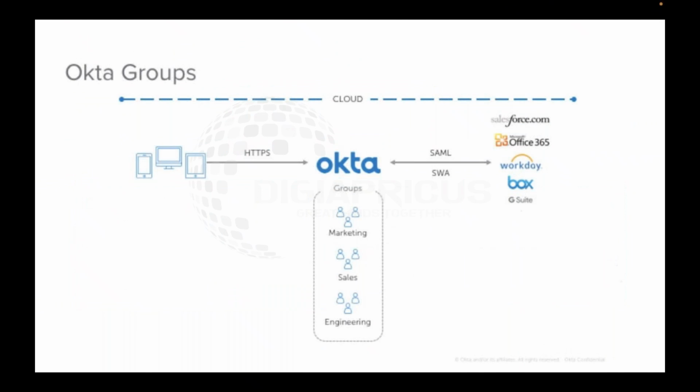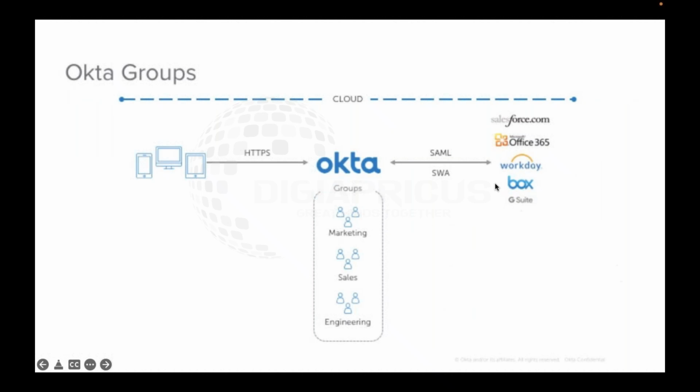Okay, then talking about Okta groups. As I mentioned, we have an Okta Cloud, and these are our systems. If I do HTTPS, that is a secure request from the browser to Okta, and I can have different groups which include marketing, sales, and engineering. With the help of these groups, I can go ahead and do a SAML or a secure web authentication with any of the applications.